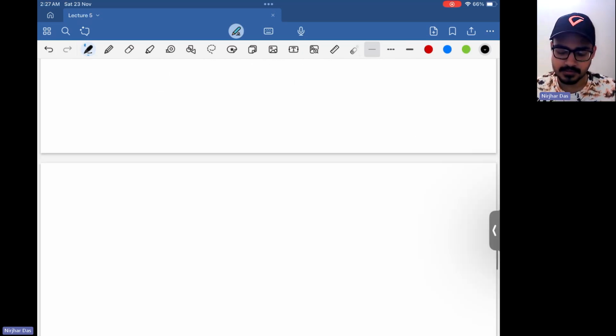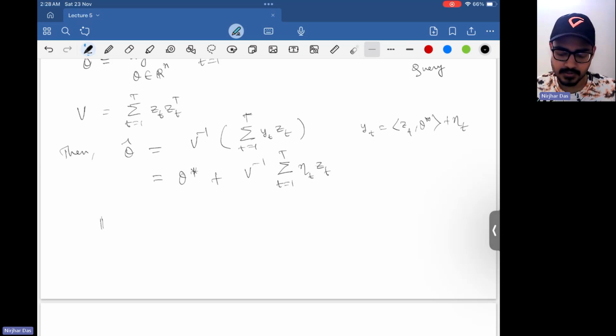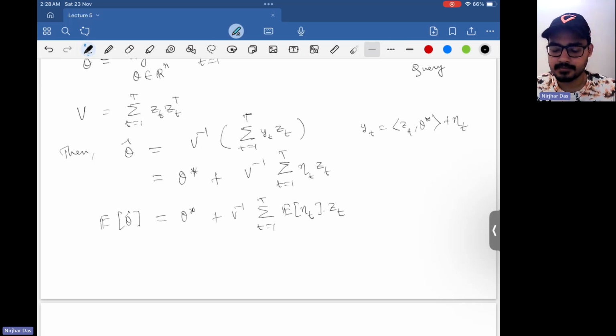So the first thing to note here is that the expectation of theta hat is theta star plus V inverse sum over t equals 1 to T of the expectation of eta t times Z t. And these eta t's are, as I said, mean zero noises. So this means that this is theta star. Basically, this is zero. So this theta hat is indeed an unbiased estimator of theta star.